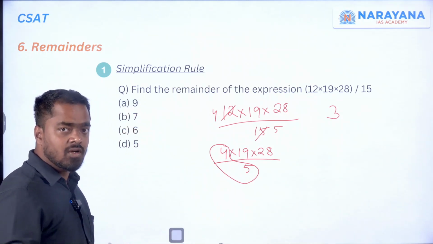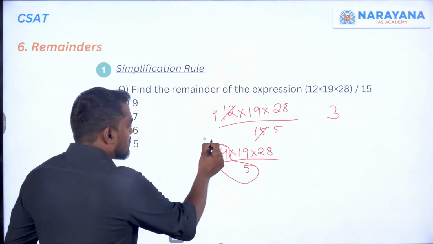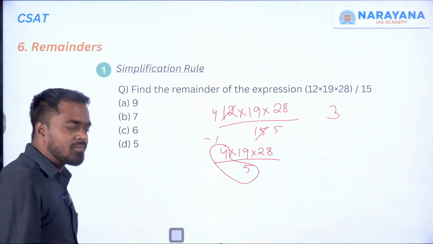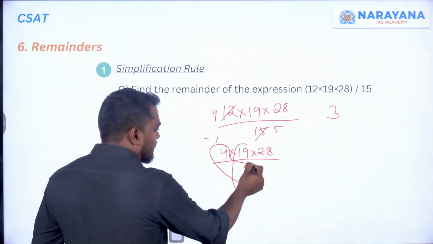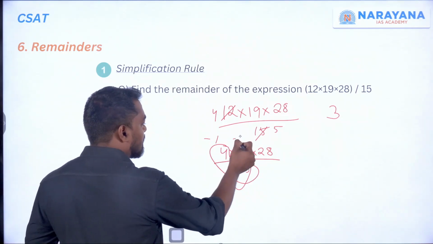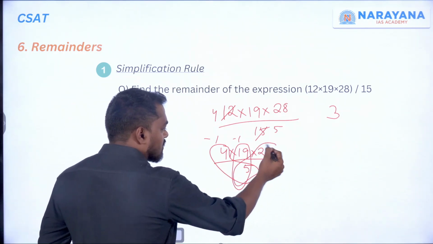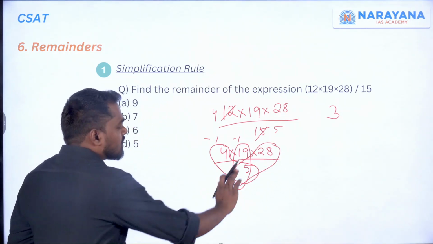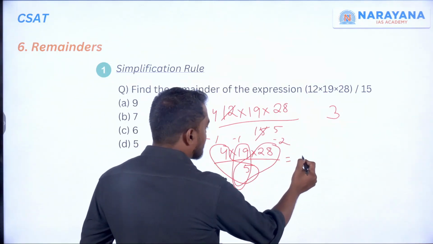The remainder can be 4 also. The remainder can be minus 1 also, since 5 ones are 5, minus 1. So to make it more simple, you can use this negative remainder. And what is the remainder for 19 by 5? 5 fours are 20, 19 minus 20, minus 1 is the remainder. And what about this one? 5 6s are 30, 28, so minus 2.